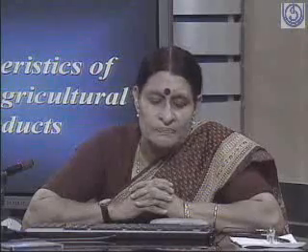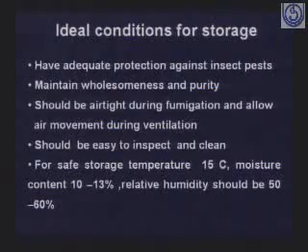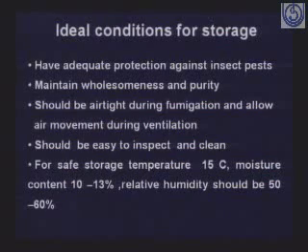What are the ideal conditions of storage of these grains? They have to have adequate protection against insect pests, should be wholesome and pure, and should be airtight. The container should be airtight during fumigation. However, it should allow air movement during ventilation, should be easy to inspect and clean, and for safe storage the temperature is 15 degrees Celsius, moisture content should be 10 to 13%, and relative humidity should be 50 to 60%.